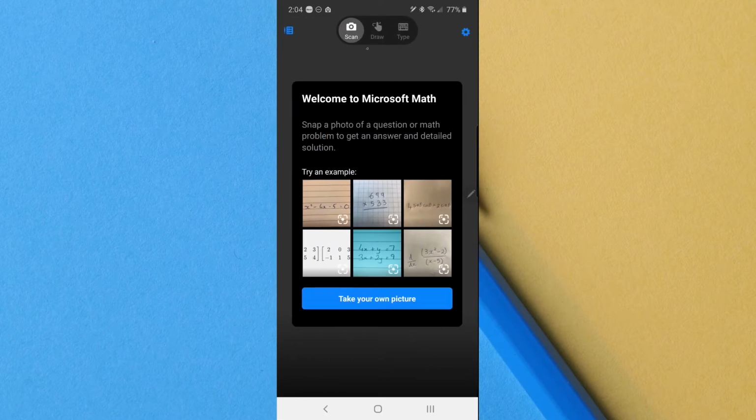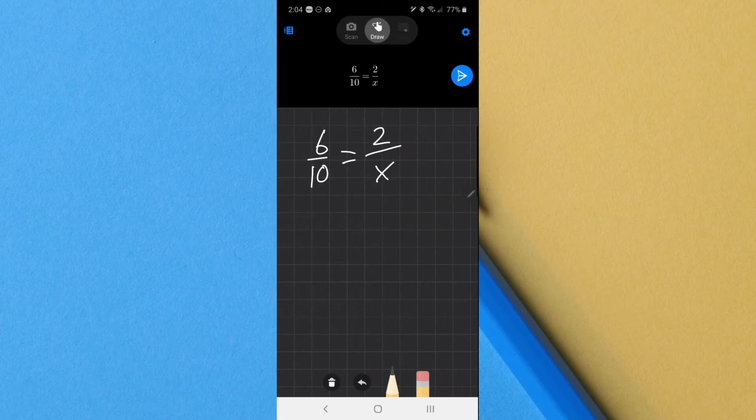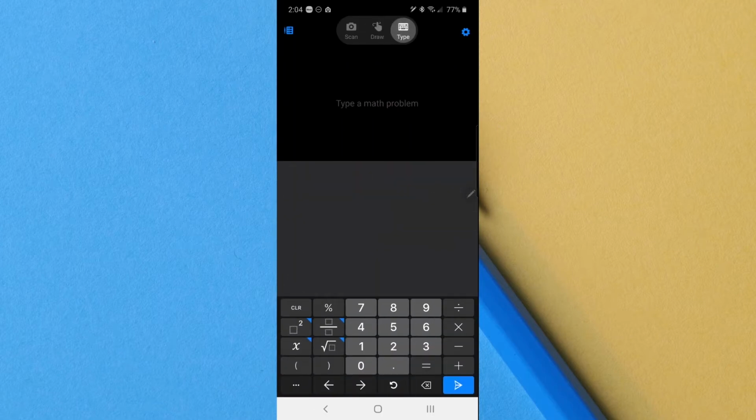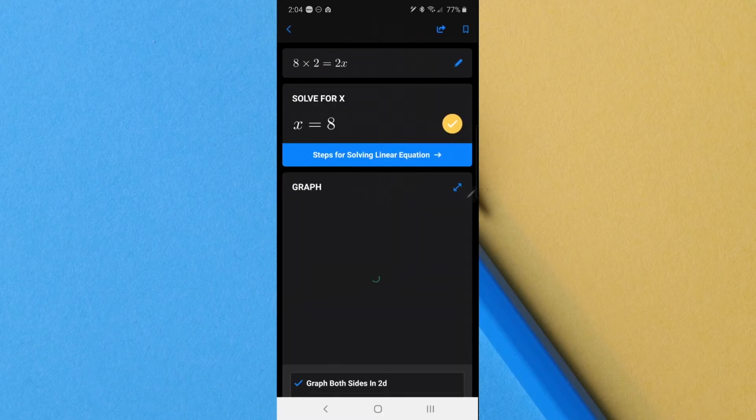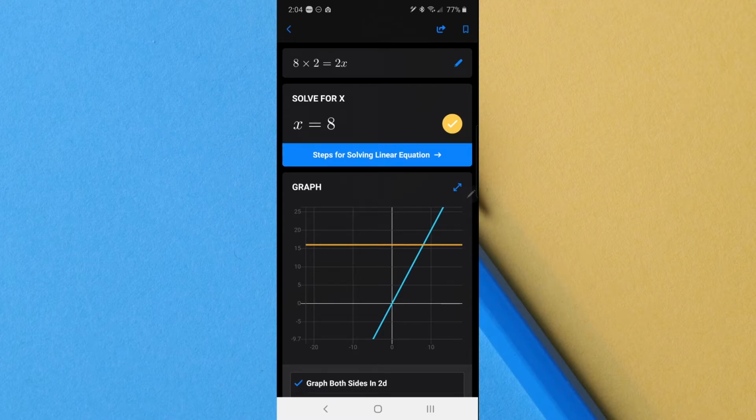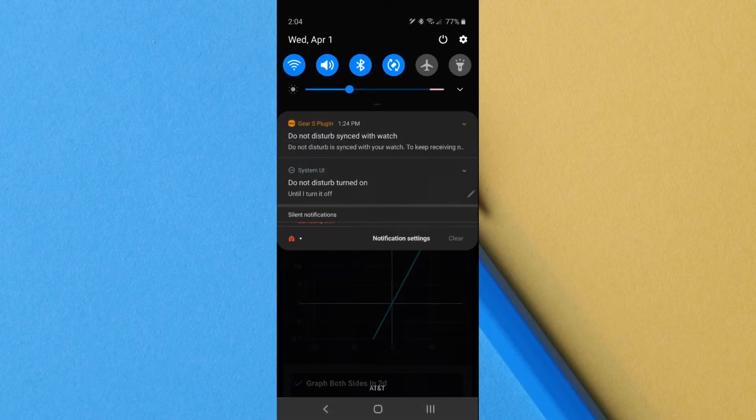So from left, you get scan, and then in the middle, you have draw, which is what I did. And then on the right, you have type, so you can actually type in an equation like 8 times 2 equals 2x. Then it knows that it needs to solve for x, and it'll do that, x equals 8, and that makes it equal because they both are the same thing. It's a really nice application.